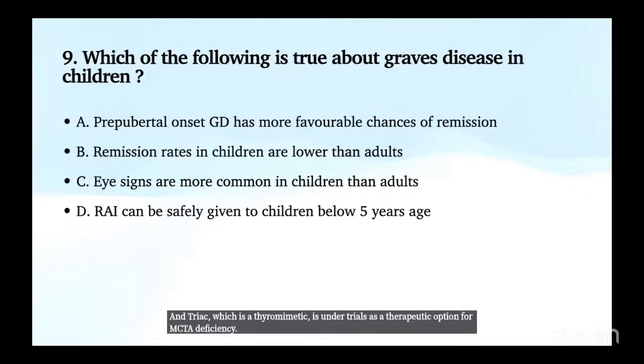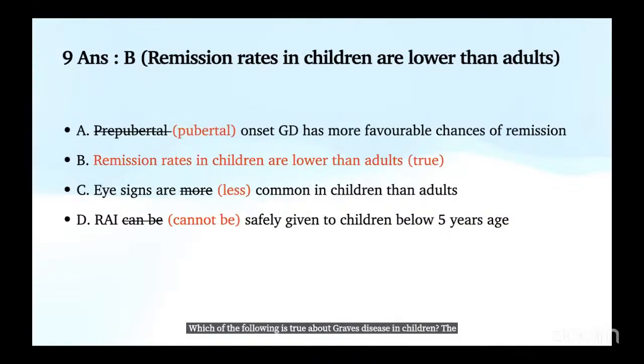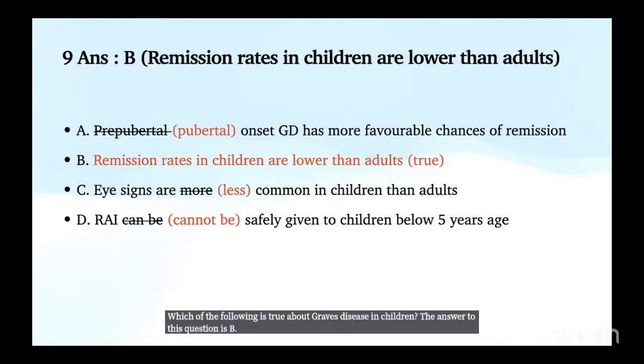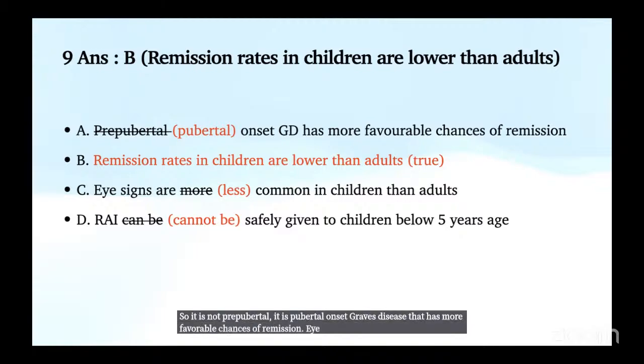Which of the following is true about Graves' disease in children? The answer to this question is B. The remission rates in children are lower, or poorer, compared to adults. It is not pre-pubertal, it is pubertal onset Graves' disease that has more favorable chances of remission. Eye signs are less common in children, and radioiodine therapy cannot be given to children below 5 years of age.